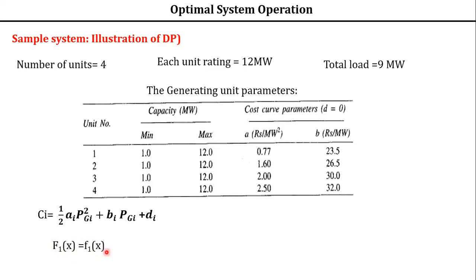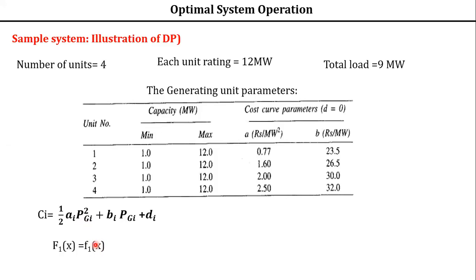What is the small f1(x)? It is not the minimum cost, it is just a cost. Understood? That is the difference between capital F and small f. What is f1(x)? It is the cost of generating x megawatt by the first unit. So what is this f1? It is nothing but this equation, which we have to substitute.